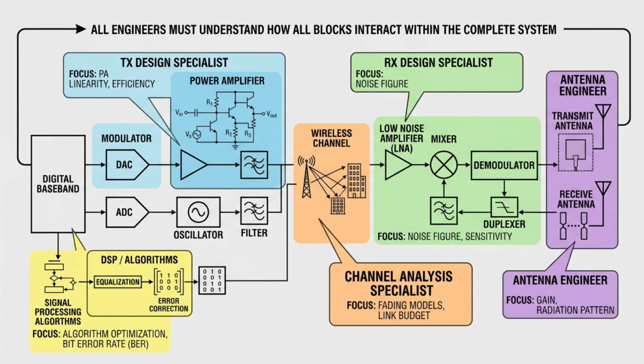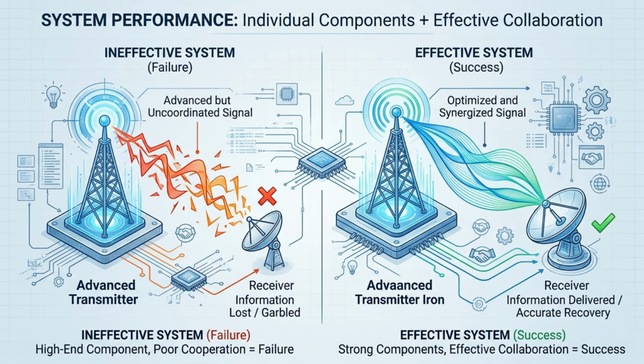RF engineers often specialize in specific blocks within the diagram. Some focus on transmitter design, including power amplifiers and modulators. Others work on receivers, signal processing algorithms, antennas, or channel analysis. Regardless of specialization, every engineer must understand how all blocks interact within the complete system. At the system level, performance depends not only on individual components, but also on how effectively the blocks work together. A highly advanced transmitter is of little value if the receiver cannot recover the information accurately.